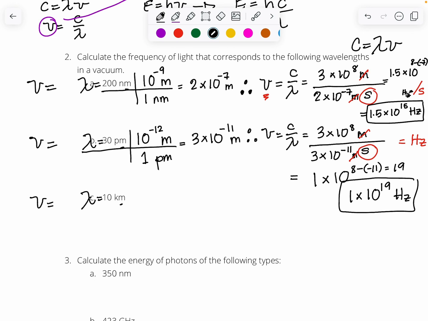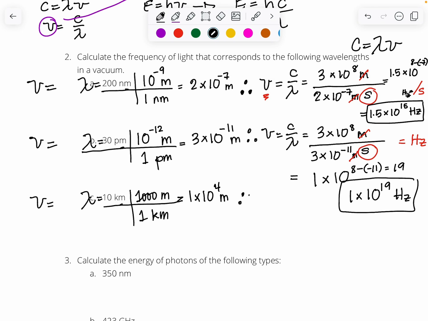All right, moving on to C, we're going to see what the frequency is for this big wavelength, 10 kilometer wavelength. It's like a radio wavelength. It's really, really big, or ship to shore. So what we know is that 1,000 meters is equal to 1 kilometer. So let's put that in scientific notation. So 1 times 10 to the 4 meters.